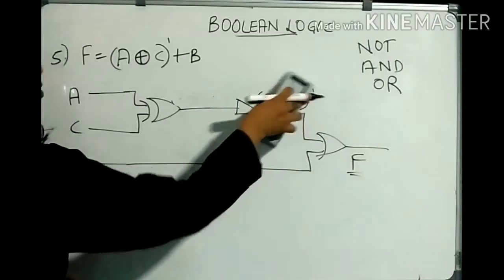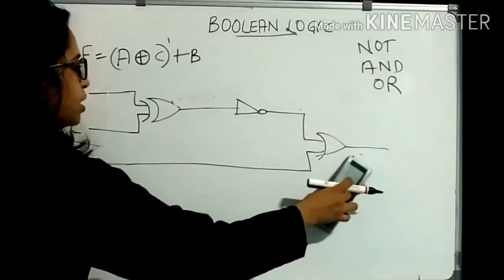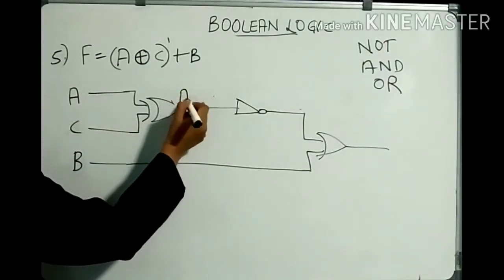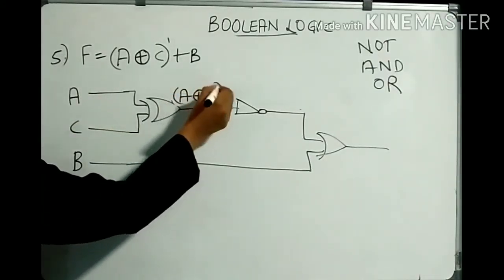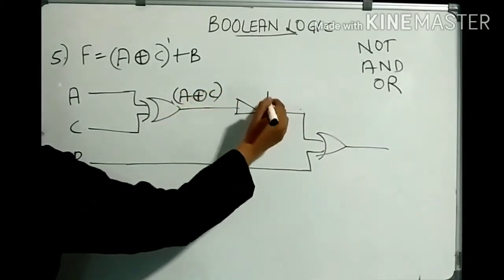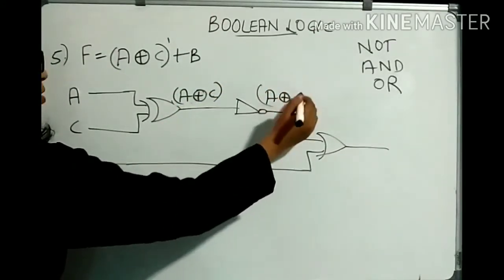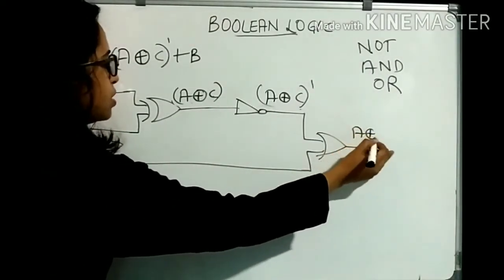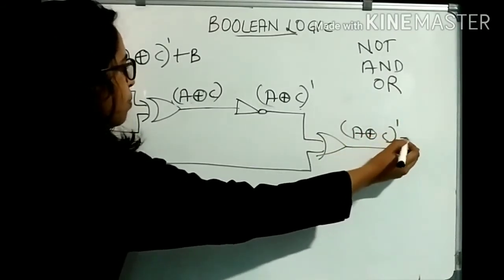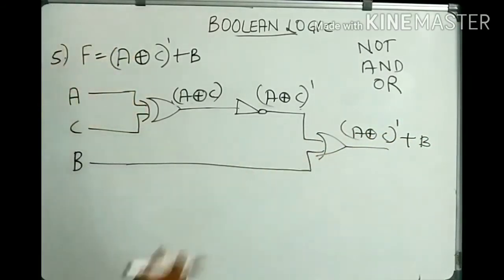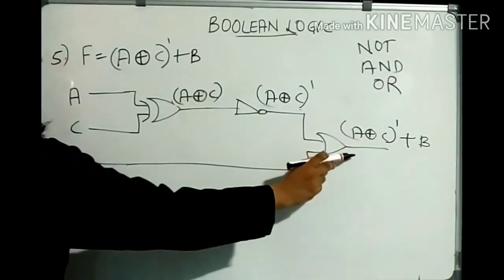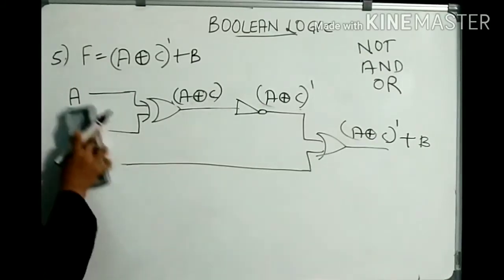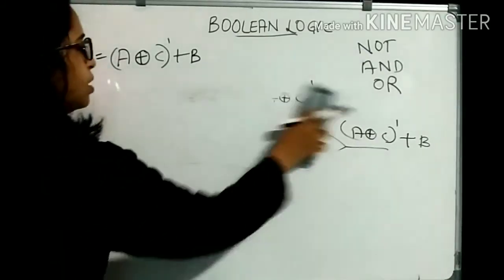Okay. So what happens when we cross check? Let us see whether we got the same thing. So here A and C are being XORed. So A XOR C. Then what is happening to this thing? It is being complemented. So it becomes bar. Then here B is coming. The output will be A XOR C, the whole bar plus B. Why plus B? It is an OR gate. So let us see whether it is the same. Yes, it is the same. So our answer is correct. Okay. Now let us go to the next example.